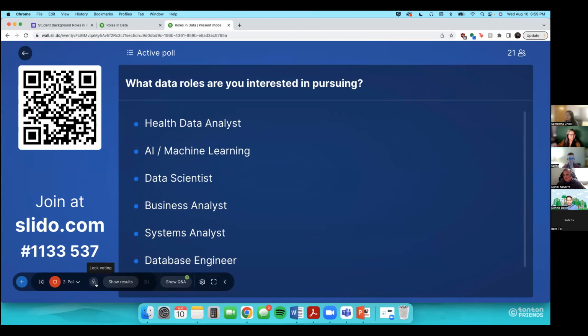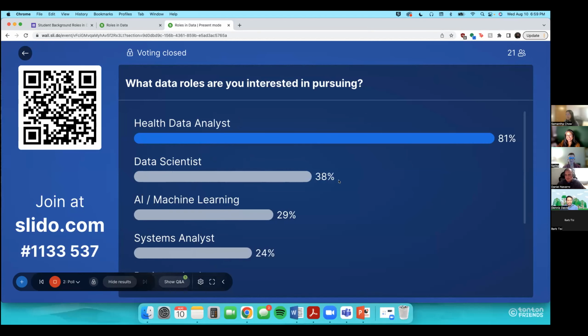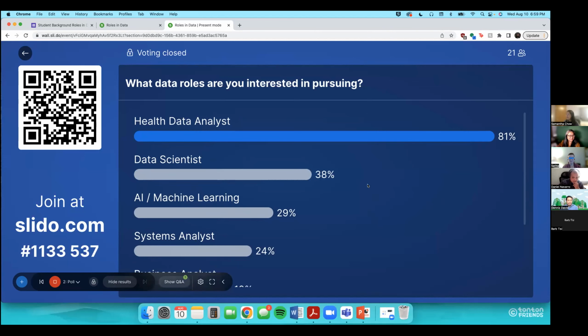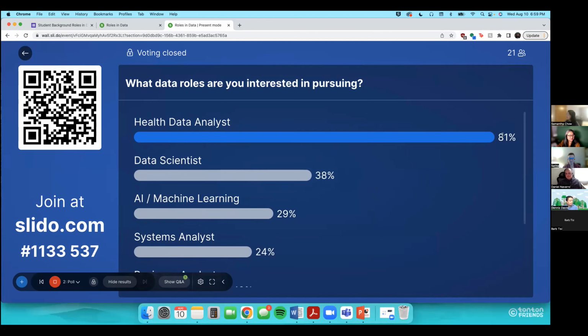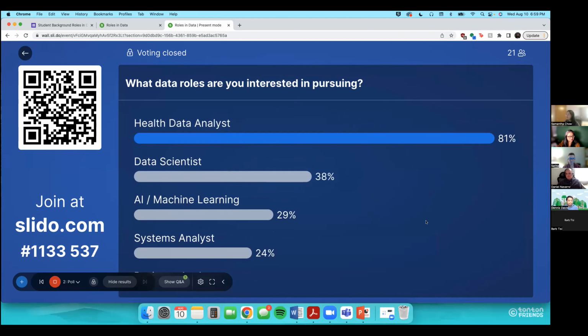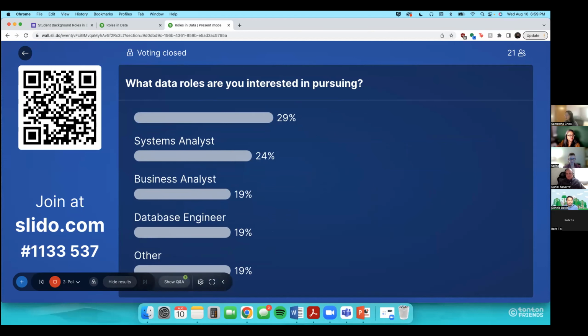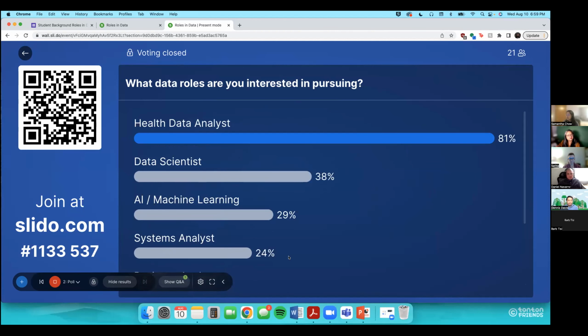Okay, I am going to now show these results. I honestly don't have a guess. There's so many options here. I'm just going to show them. Oh, health data analyst. I mean, that kind of makes sense based on being a HIMSS event, but I'm surprised that it's such a drastic lead compared to the other ones. So yeah, health data analyst is the top, and then database engineer is the lowest number. So hopefully that was fun for you guys.